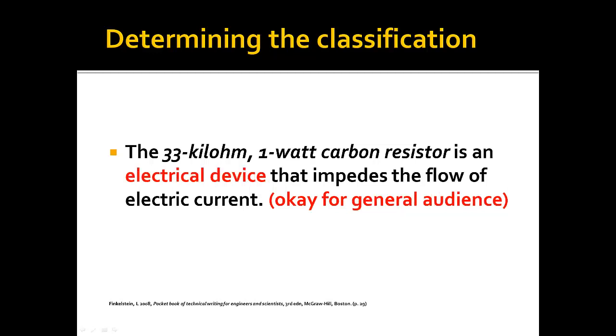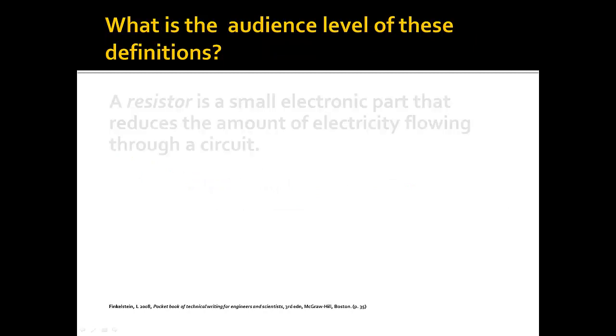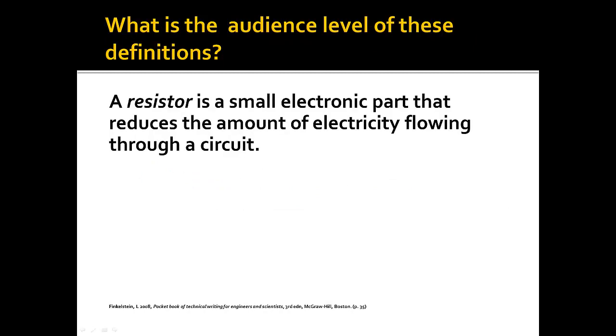Perhaps not. But if we said something like this, a 33 kilo ohm 1 watt carbon resistor is an electrical device that impedes the flow of electric current. And that might be okay for a general audience. Maybe not for a specific one, but okay for a general one. So, what is the audience level of these definitions? A resistor is a small electric part that reduces the amount of electricity flowing through a circuit. Now, what audience level do you think that would be? Would that be a technical audience or a general audience?